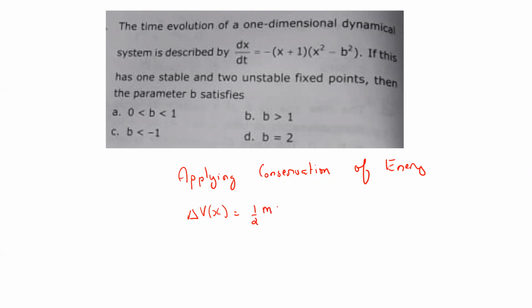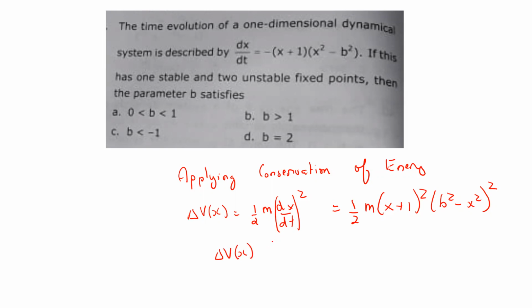So half m (dx/dt) the whole square. This evaluates to half m times (x plus d) whole square minus x square whole square. So now we can find an expression for delta V(x), so we can evaluate an expression for delta V(x).